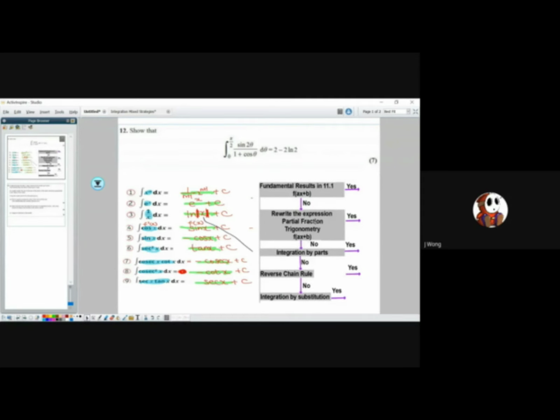You could, again, run through this checklist, starting from the fundamental results from 11.1, and see if you can apply them. If you cannot, try to rewrite this expression and see if you can apply these formulas again. If the answer is still no, then carry on and see if you can solve it using integration by parts, reverse chain rule, or integration by substitution. In this question, we should be using a substitution. So let's try the question.